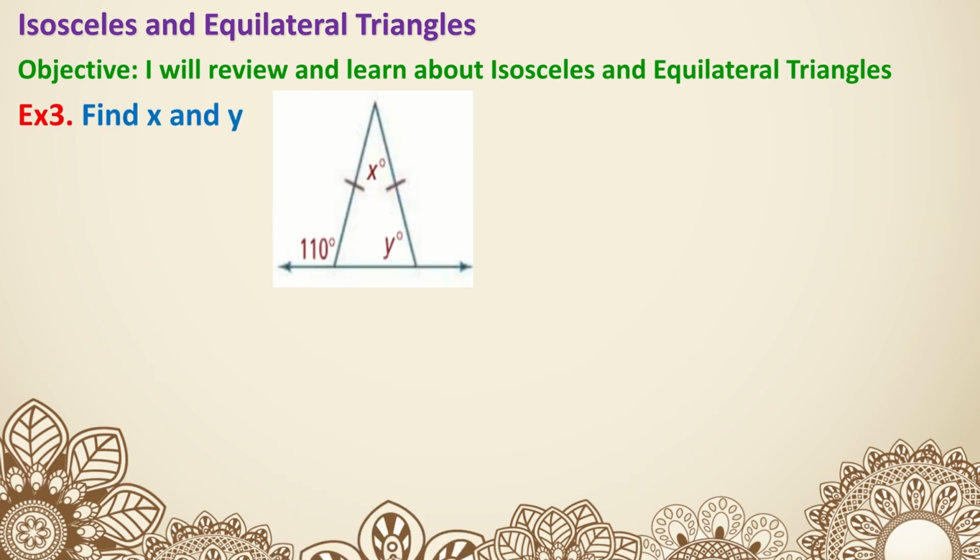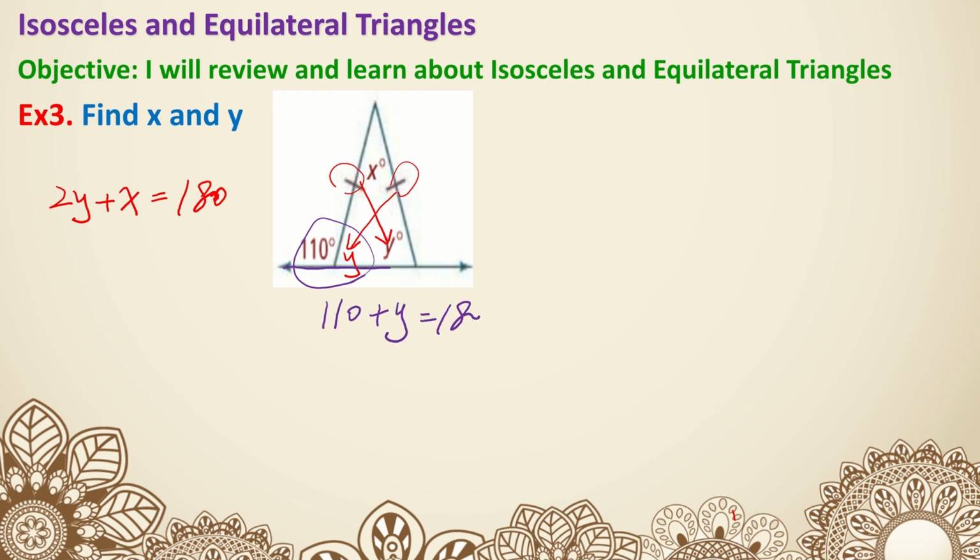Moving on, example 3. The two marks indicate that these two angles are the same. So the one on the left is also a y. So we have 2y plus x equals 180. However, if you only have one equation with 2 variables, we can't exactly solve them. That's why we also have a relationship right here. 110 degrees and the y make up a straight line. So that's a straight angle. 110 plus y equals 180. So my y is going to be 70.